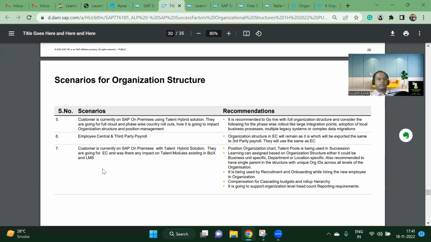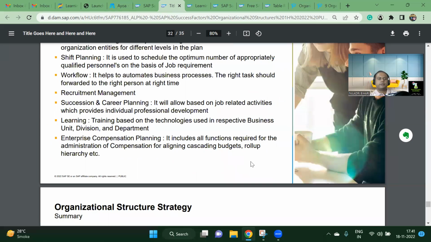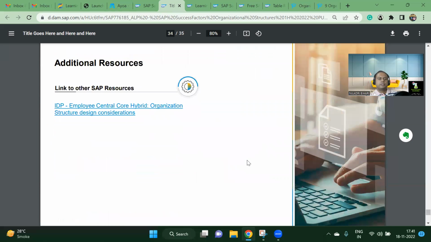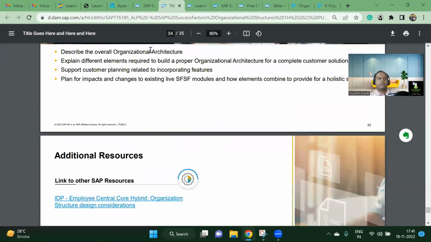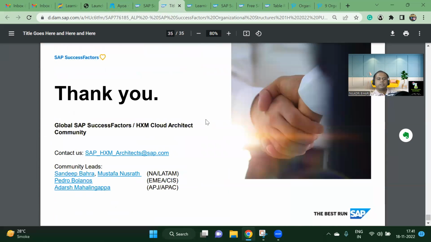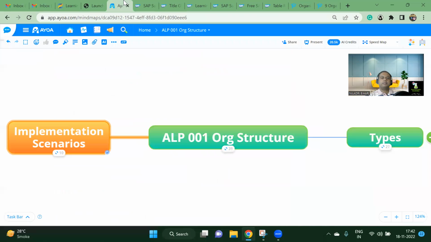For the different scenarios, employee central and third-party payroll, we are having exported all these things. How will this work? So you'll be finding all the recommendations from here, right? Leading practices, integrations, org strategy, so links to other elements of documentation and all. Okay, so this is something we have to understand from this, right? So with this, I think we have completed the first guide, understanding the ALPs.